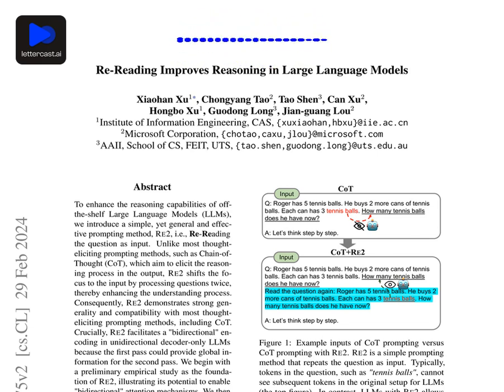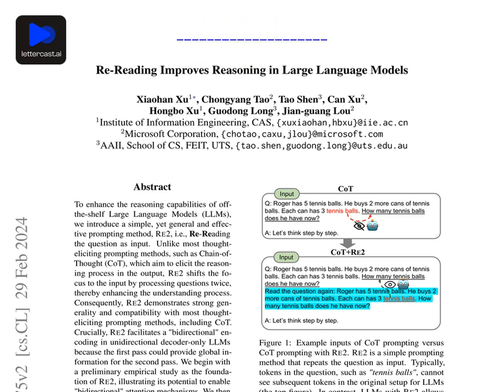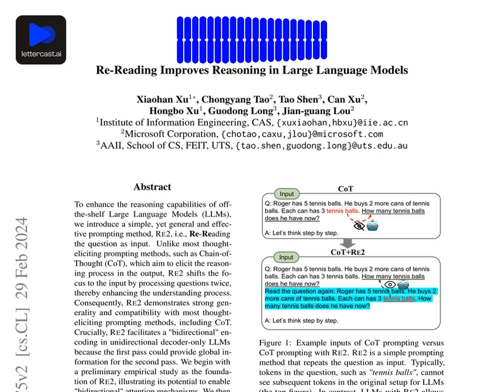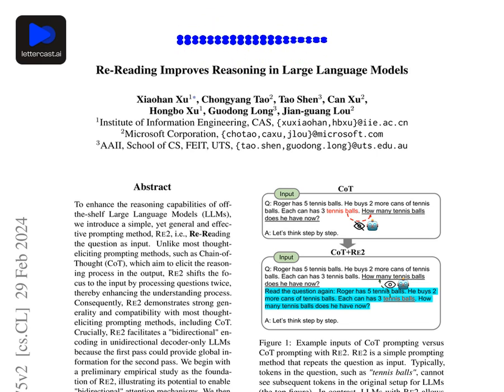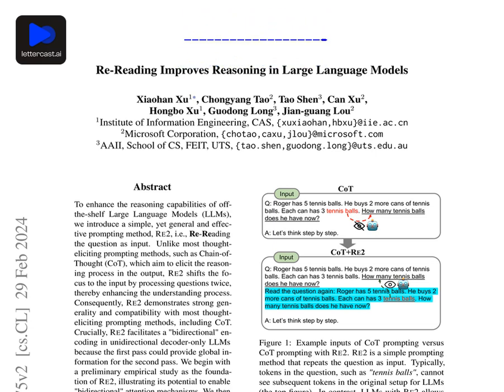That's interesting. How does Re2 manage to enable bidirectional attention in these models? Great question. Re2 facilitates bidirectional encoding by using the first pass through the input to gather global information, which then informs the second pass. This means that even though the model is technically unidirectional, it can still process information in a way that's similar to bidirectional models. It's like giving the model a chance to look at the big picture before diving into the details. Wow, that's a clever way to enhance understanding.